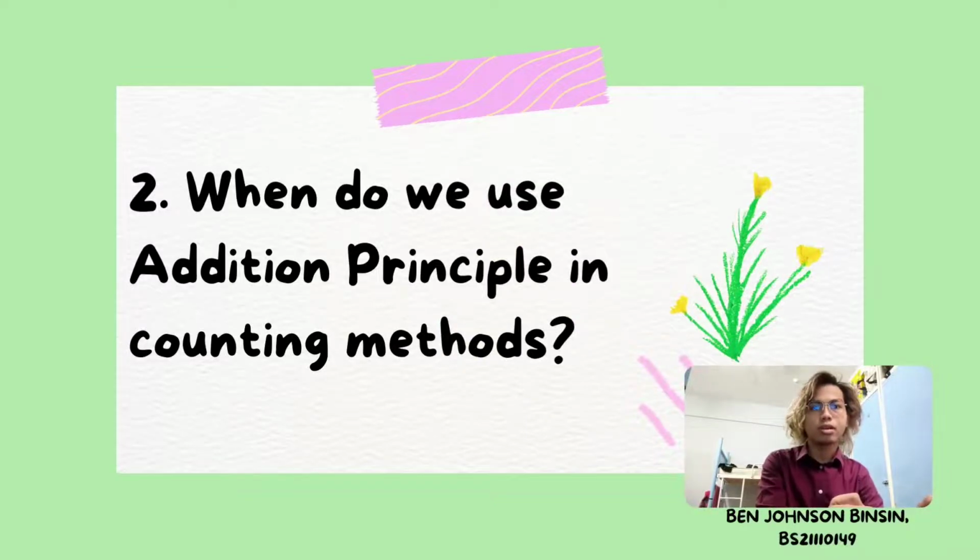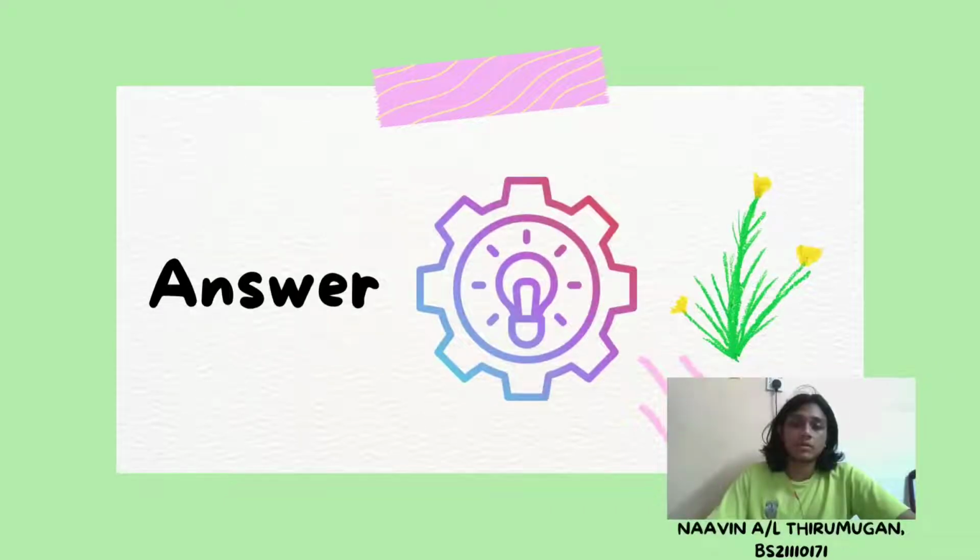I have a question. When do we use the addition principle in counting methods? Okay, so when do we use the addition principle? The addition principle is used when there is a disjoint set of objects and we want to find the total number of objects.